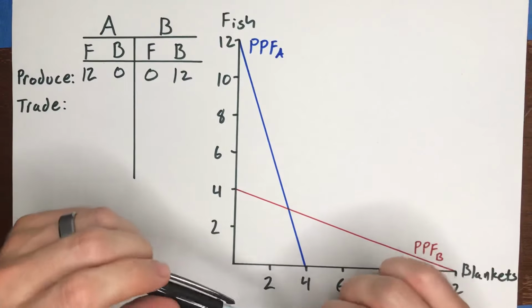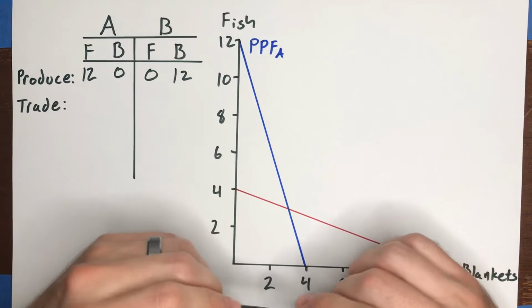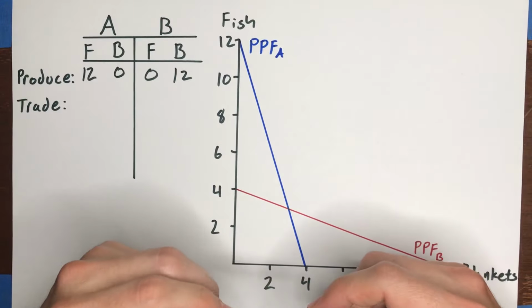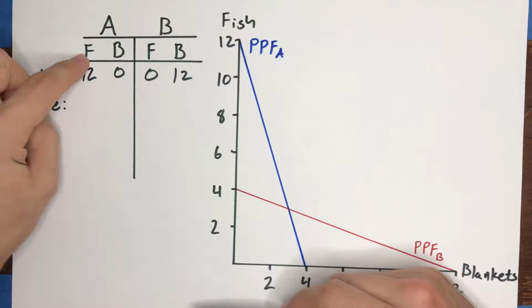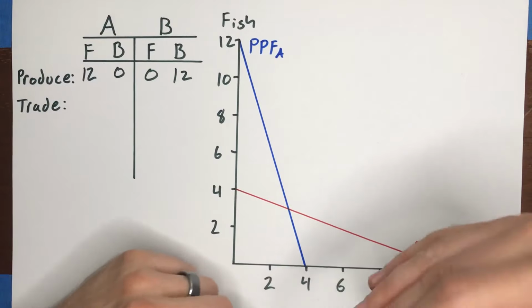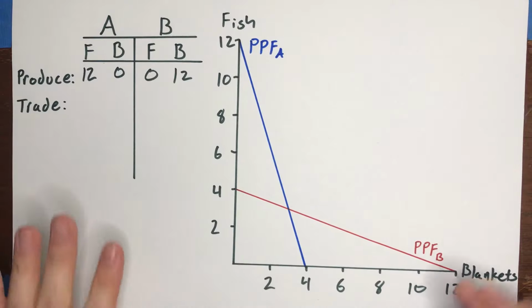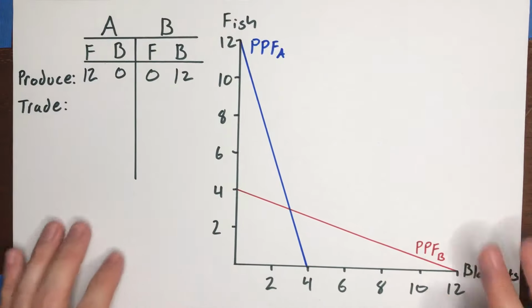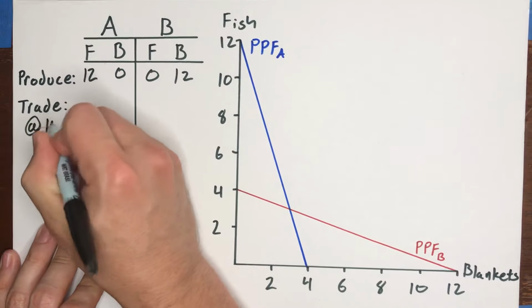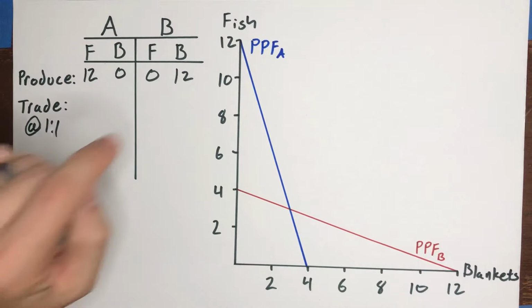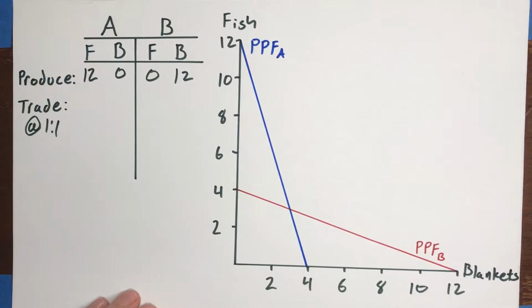Now, one important question, important to them in particular, is what's the trade ratio, or what is the price that they would be paying, okay? For every fish that Alice hands over to Bob, how many blankets does he have to give back to her? Okay, what is the price in blankets for a fish? Or what is the price in fish for a blanket? And to keep this simple, we're going to assume they trade at a ratio of 1 for 1, okay? For every fish that Alice gives to Bob, Bob has to give her back 1 blanket.